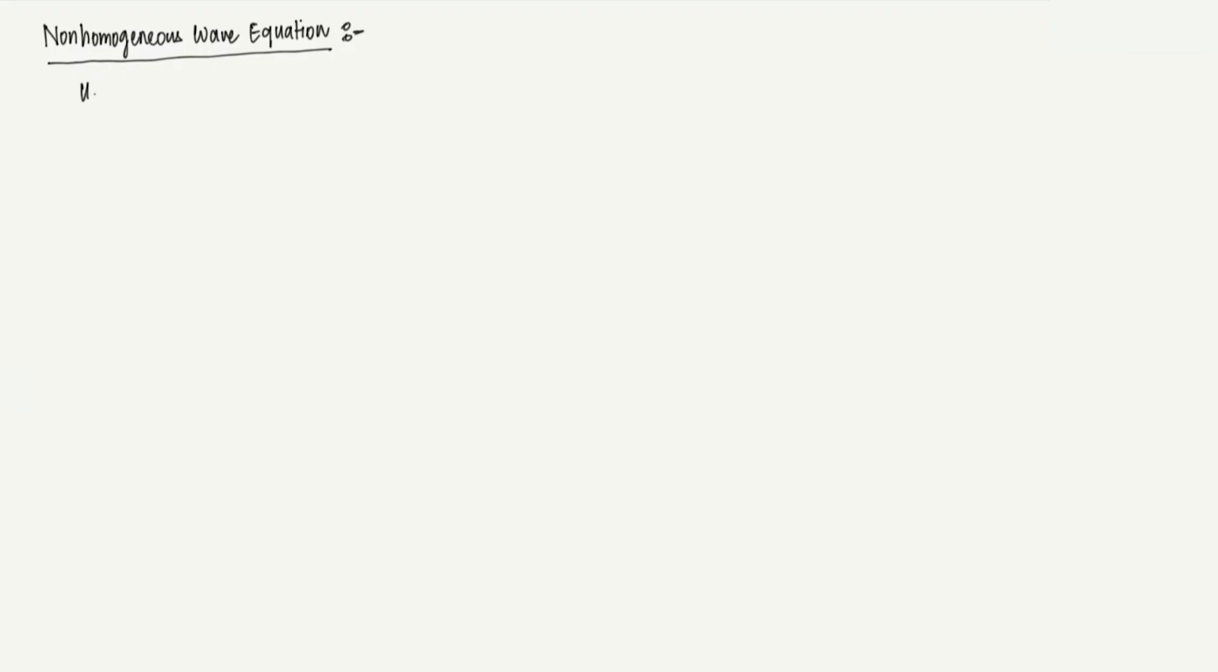So what does that mean? It looks like this: ut minus c squared uxx, where c is a constant, which we have already discussed, equals h star of x, t. This is how we are writing it here. And I will put the conditions here.